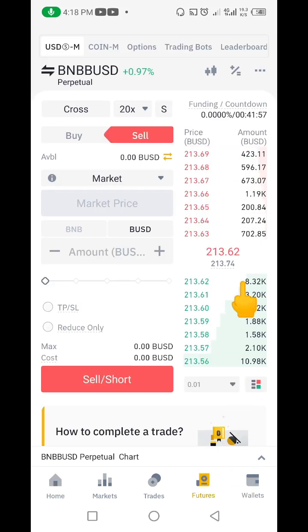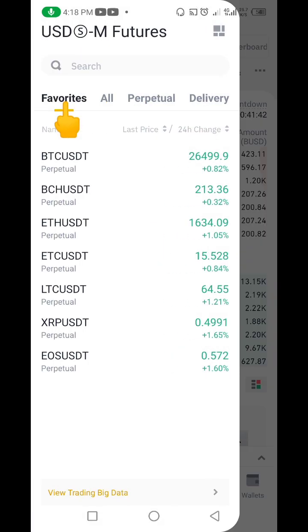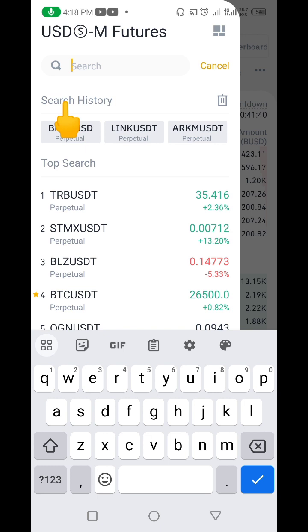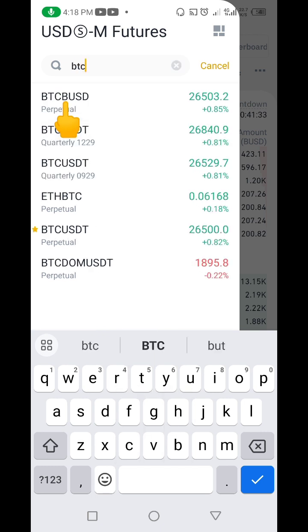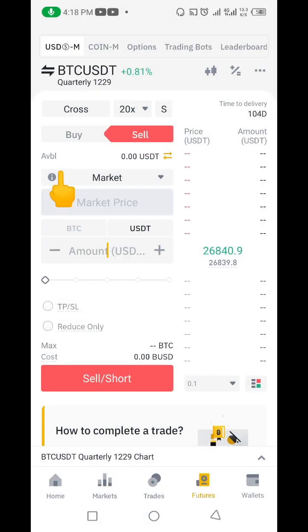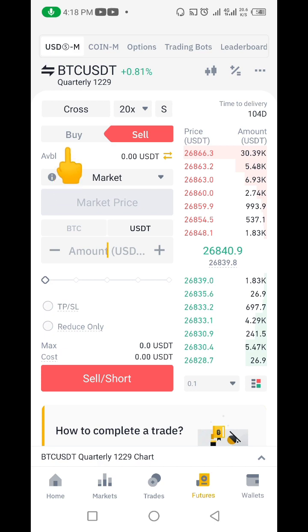Now if you come to this futures interface here, up here you're going to see the coin that you want to trade. You can see mine is BNB BUSD, but if you want to trade a different coin, you can just click on it. Let me click on it now. Then here you're going to choose, let's say you want to trade BTC. You're going to click on BTC, and you're going to see BTC BUSD, BTC USDT. Let me click on this BTC USDT. So you can see that's how you can choose any other coin that you want to trade.